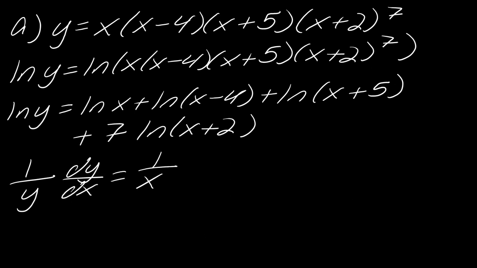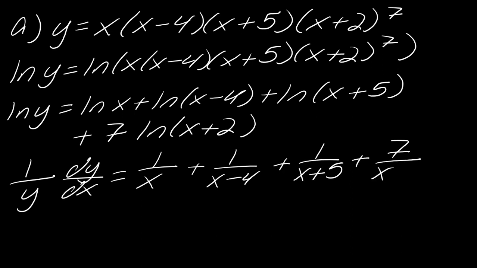And then this first one, this is 1 over x. So using the chain rule here, this will come out to just 1 over x minus 4. And then when you take the derivative of the inside function, it just comes out to 1. So I'm really just leaving this as 1 over x minus 4. And all of these derivatives actually work out really nicely, right? So this becomes 1 over x plus 5, and then this becomes 7 over x plus 2. So it's a nice straightforward derivative.